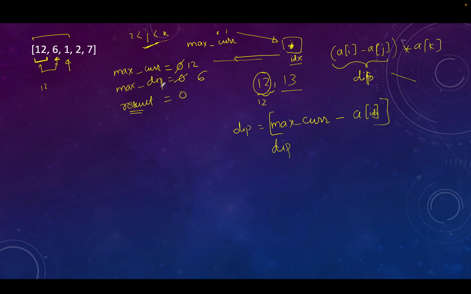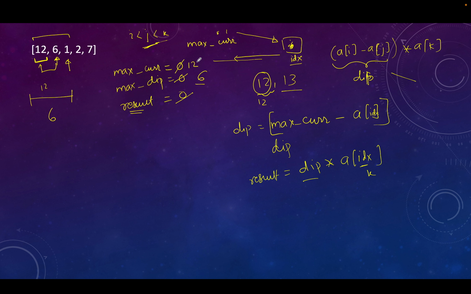Now max dip is 6. So result is nothing but dip multiplied by a of idx, in this case k. So current dip is 6, current value is 1. So max result till here is 6. So it improved over 0, it's now 6.